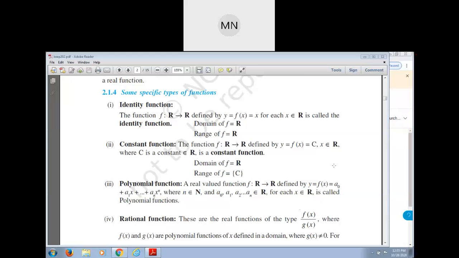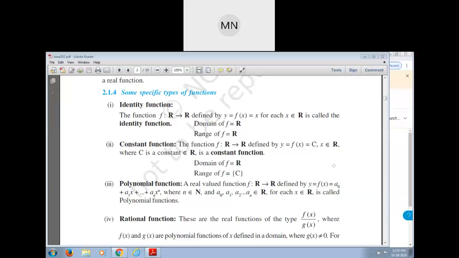We define that function as f of x equals c, where c is any constant. Suppose we consider x equals 1, then f of x will be what? C. It is c. So you can consider c to be any number because c is constant. Suppose c equals 3. Then for all x belonging to R, f of x will be what?